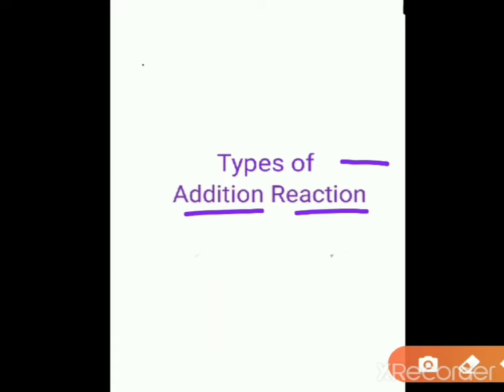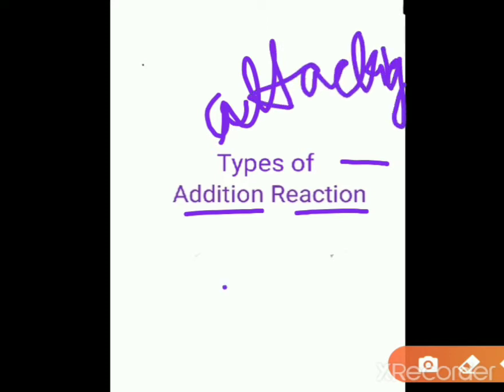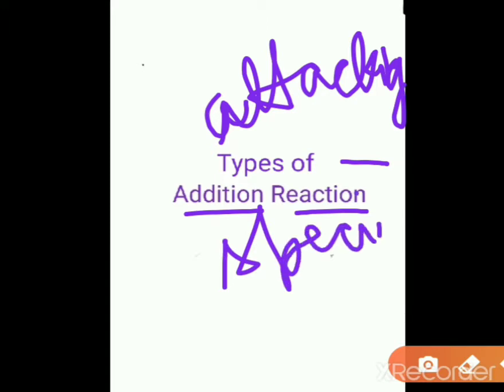Students, this type of reaction is typical of compounds that have multiple bonds. It may be a double bond, it may be a triple bond. Students, you have to pay attention here that depending upon the nature of the attacking species, that is, if the attacking species is an electrophile, nucleophile, or free radical, the addition reactions are divided into three types.